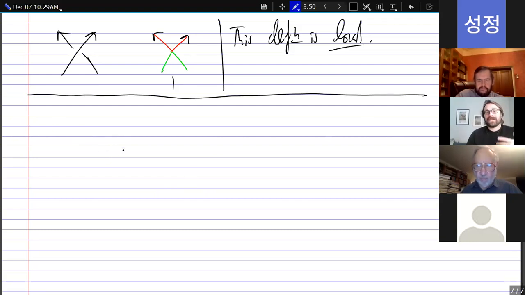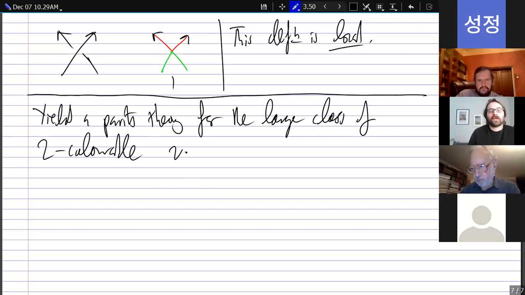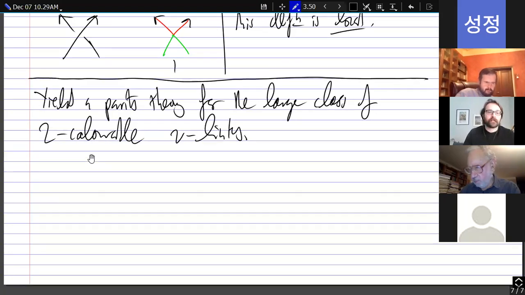So this definition is local. It yields a parity. So it yields a parity theory for the large class of two colorable virtual links. And as I outlined earlier, it has a number of applications. Perhaps the one I'll mention is the concordance invariance, because I think this is maybe my personal favorite. And so this allows us to do the following.